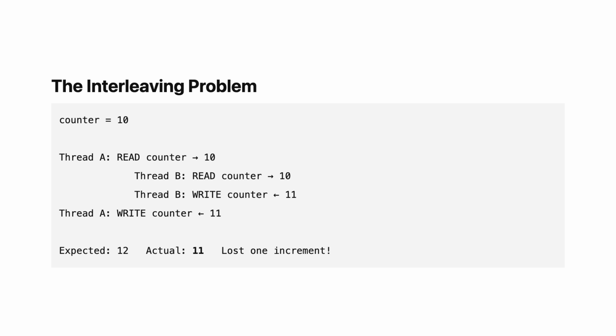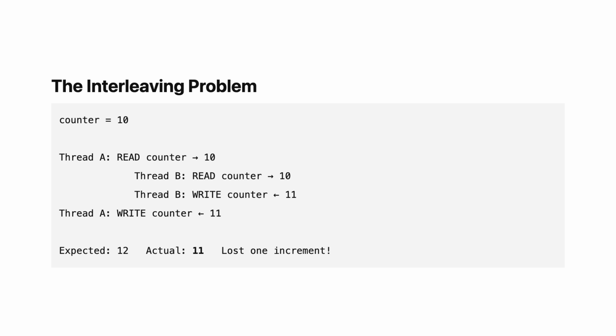The scheduler switches back to thread A. Thread A adds 1 to the 10 it read earlier, gets 11, and writes 11 to memory. Both threads did an increment. The counter went from 10 to 11 instead of 10 to 12. We lost an update. One increment simply vanished. This is the interleaving problem, when the steps of two operations can interleave, like shuffling two decks of cards together. The result depends on the specific timing of when each step happens, and that timing is controlled by the kernel scheduler, which is effectively random from your code's perspective.